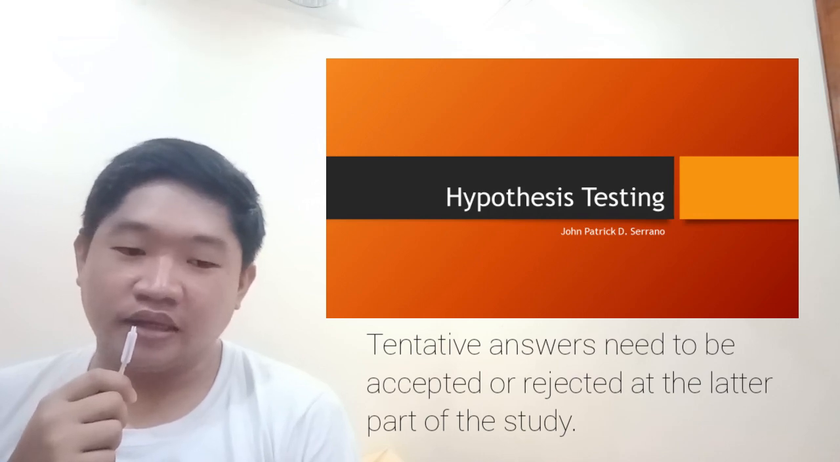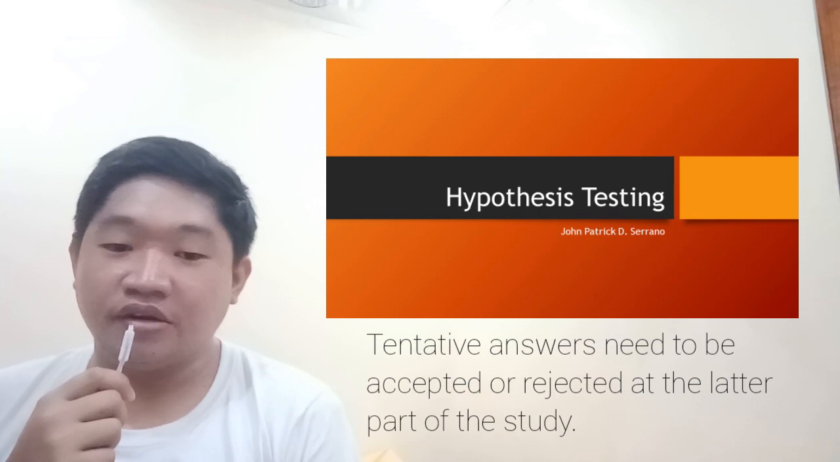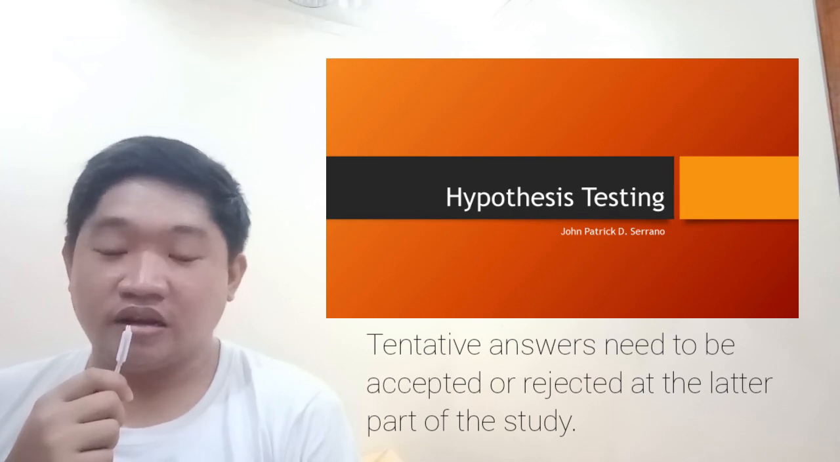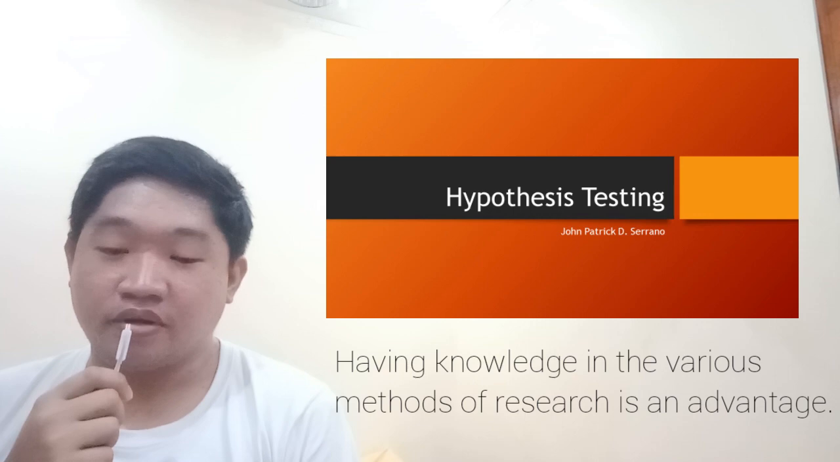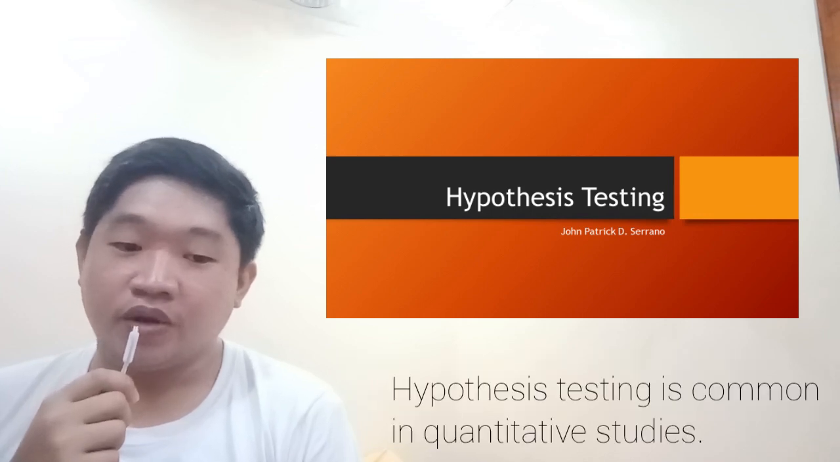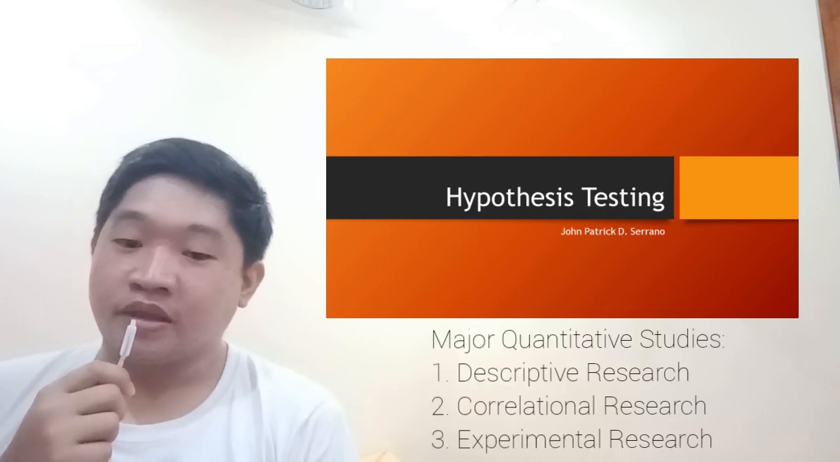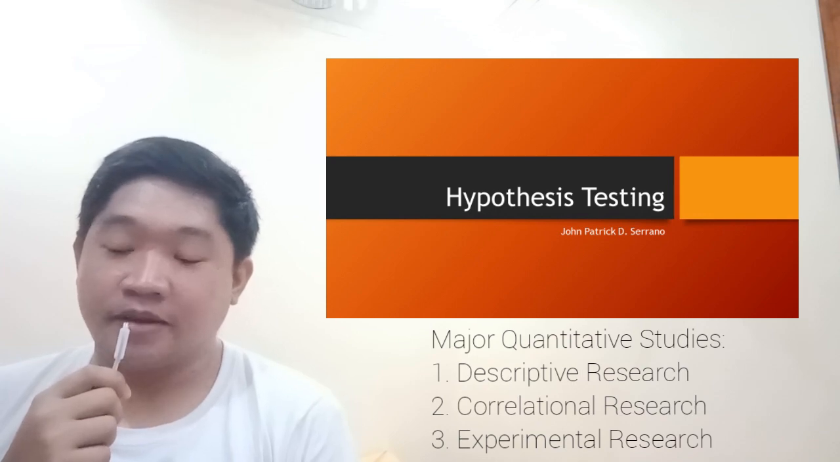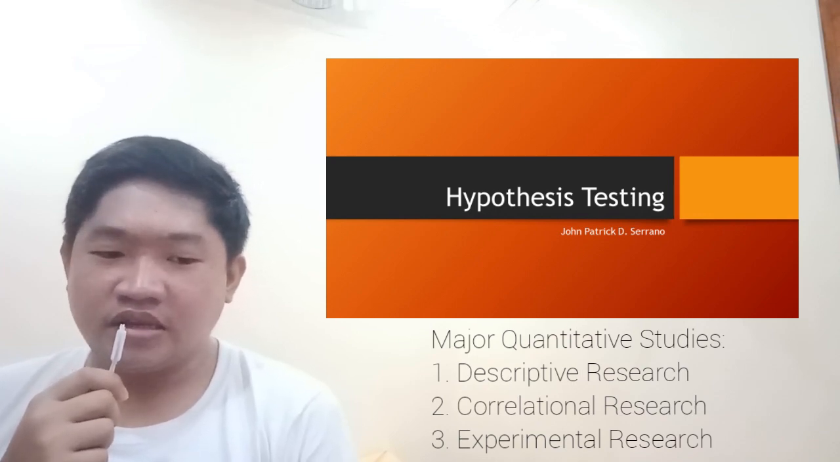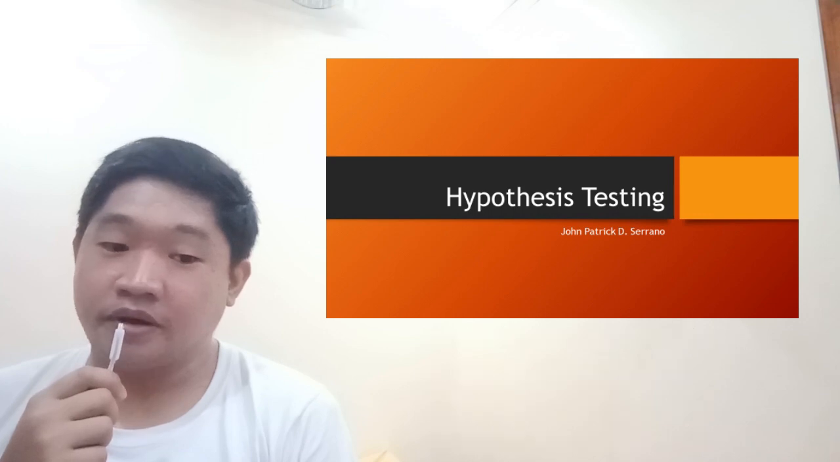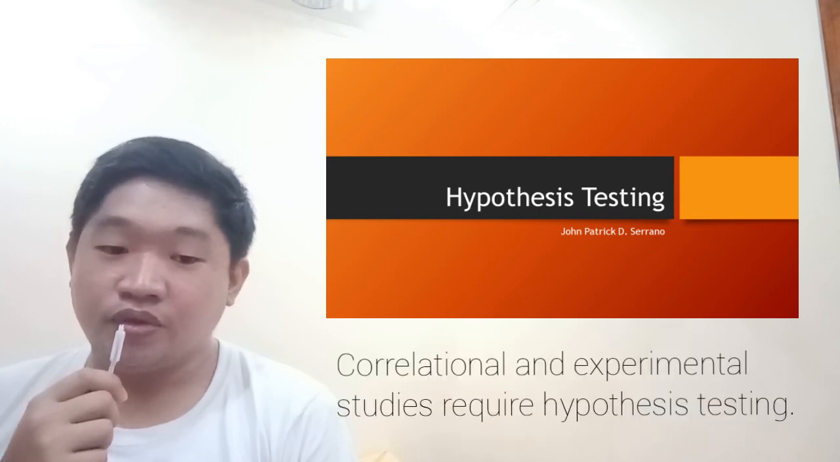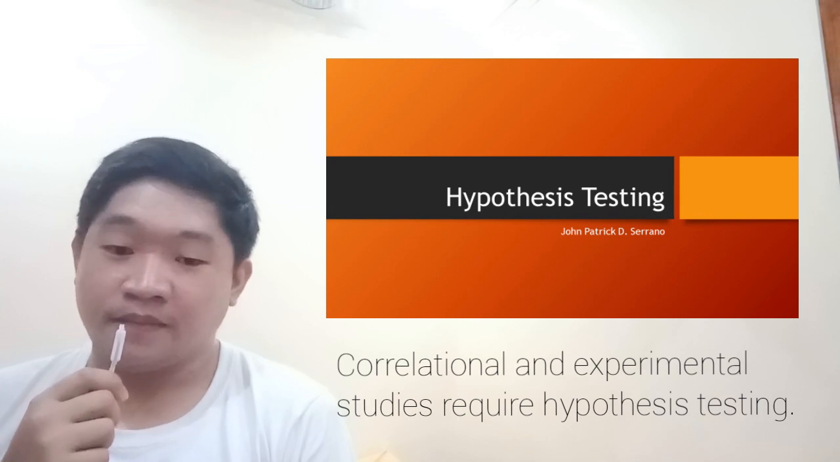In a nutshell, having an idea on various methods of research is an advantage in determining whether hypothesis testing is needed or not. Hypothesis testing is commonly found in quantitative methods of research, and there are three major categories of quantitative methods of research: descriptive, correlational, and experimental. If a study is correlational or experimental, the study would require hypothesis testing.